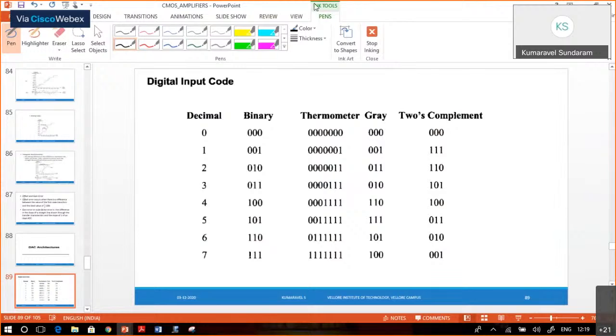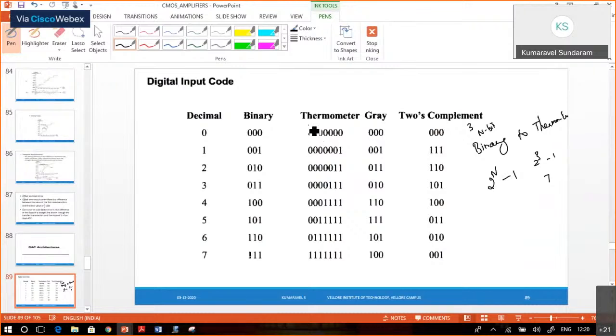So it is going to be 2 power n minus 1 from binary to thermometer. If you are having an n-bit binary, the representation is 2 power n minus 1. So 3 bits means 2 power 3 minus 1, so 7 bits.